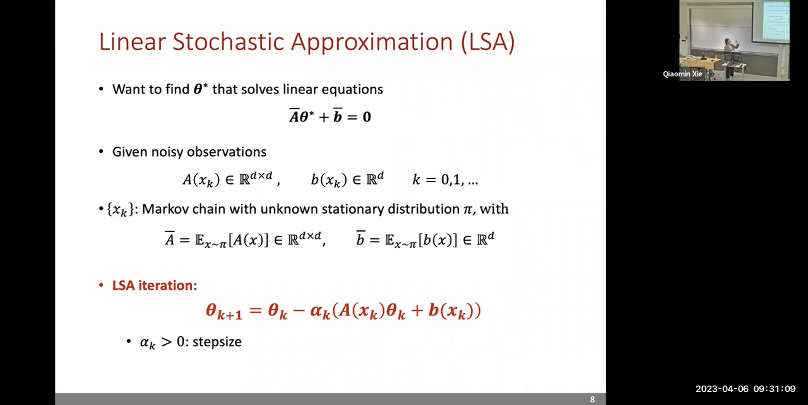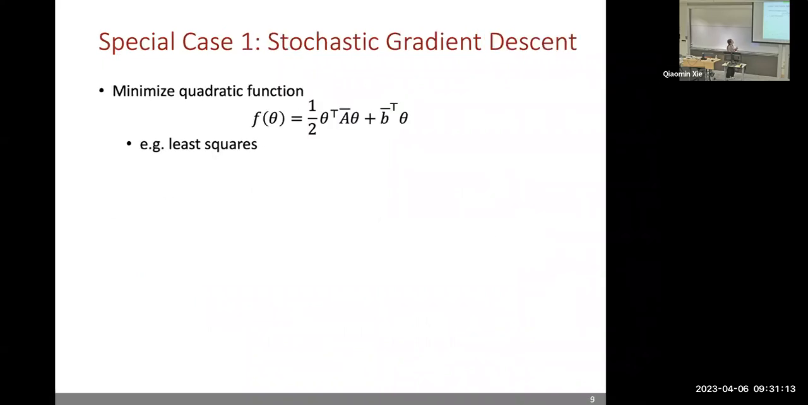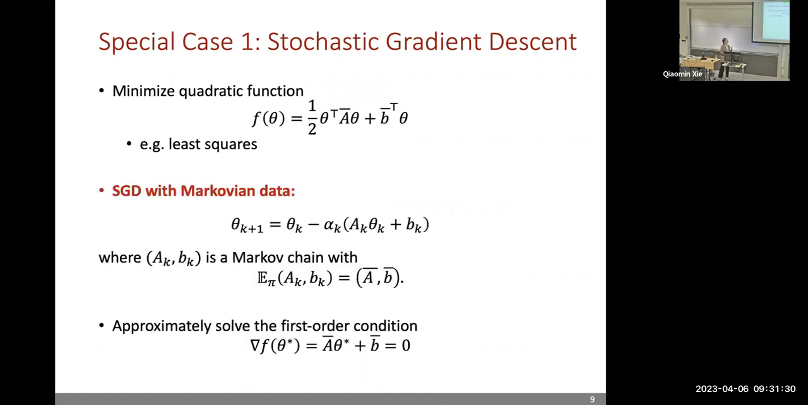So just to give you some idea what this SA example can be, one special case is the SGD we saw earlier. In this case, the objective corresponds to a quadratic function, so we have the A bar and B bar functions. This is actually just the least squares problem, so it is equivalent to solving for the roots of the gradient function.